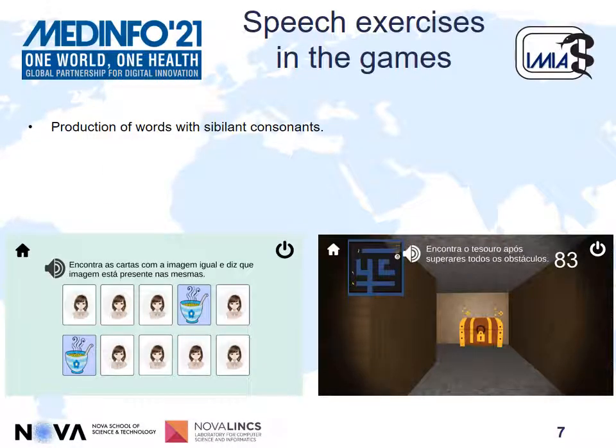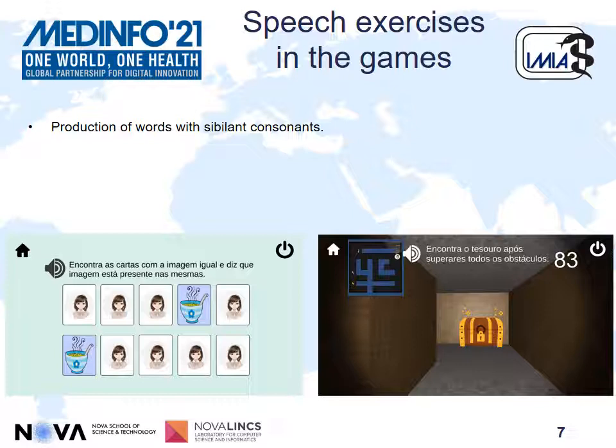Now, the proposed games have two different modes, a more basic mode and a more advanced mode. And in each mode there are different levels. To make these different levels, we can use the same speech exercise but with different difficulty levels, or we can use different speech exercises.